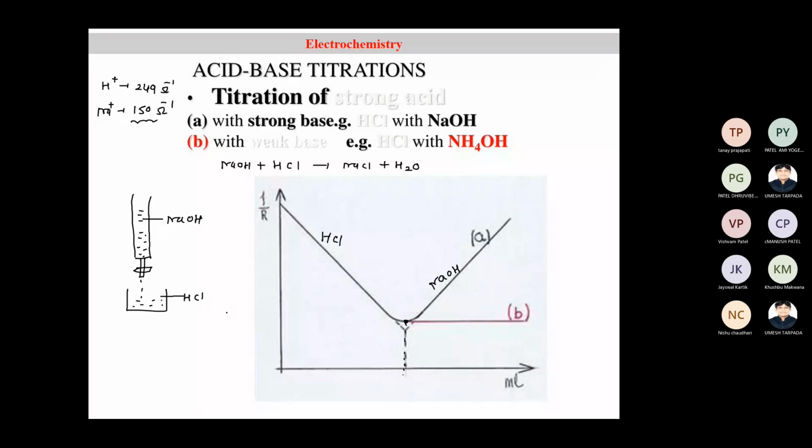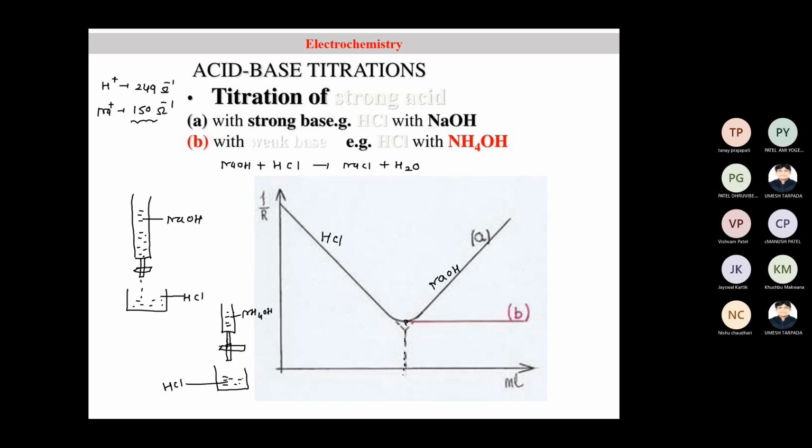But what happens if, instead of a strong base, you are taking a weak base in the burette, and doing titration with HCl? Here this is a weak base, NH4OH, or you can say liquid ammonia. In this case, initially of course H plus is replaced by NH4 plus, so conductance decreases.